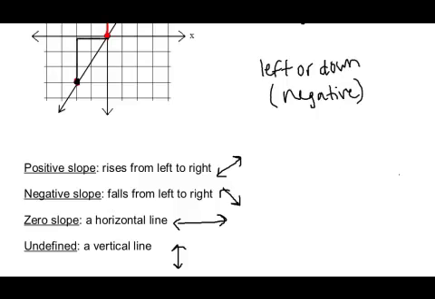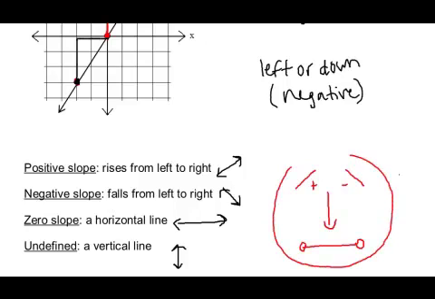And there's a fun little picture that will help you remember these. So we have a positive slope and a negative slope. Our vertical line is undefined, and our horizontal line has a slope of 0. So we can make a face. Again, that will just help us remember what slope goes with which type of line.